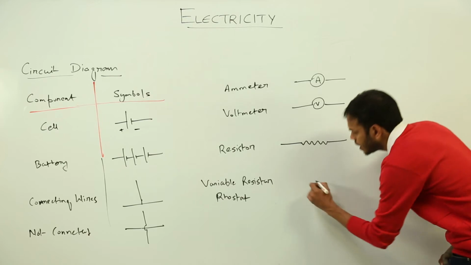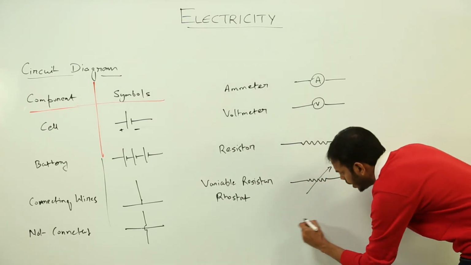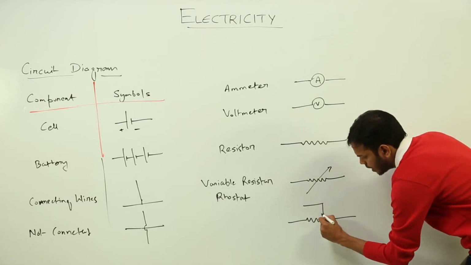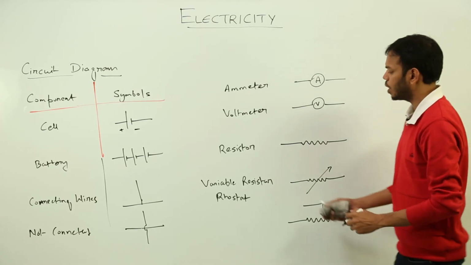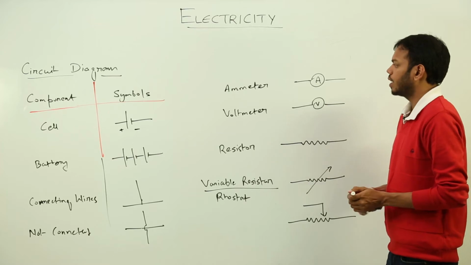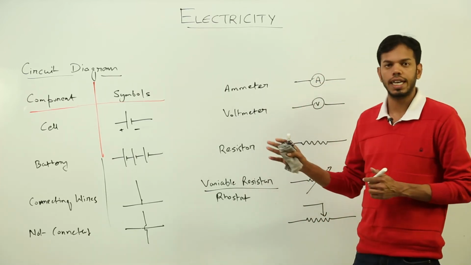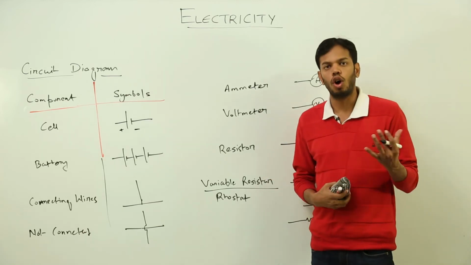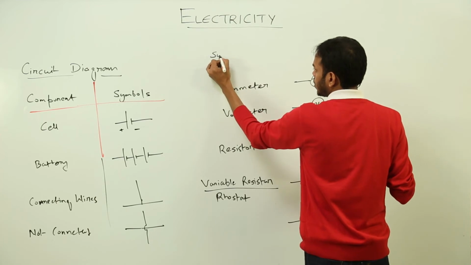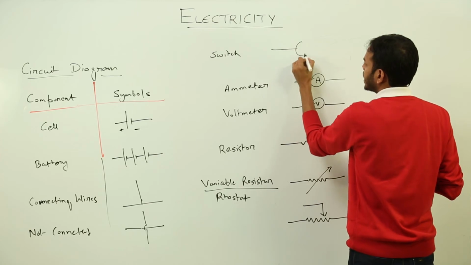The symbol is either this or this. Both are symbols of a variable resistor or rheostat. So these are a few very important components of a circuit diagram, but one which you are already familiar with, I'll draw it here, which is a switch or a plug. A switch is denoted by this.